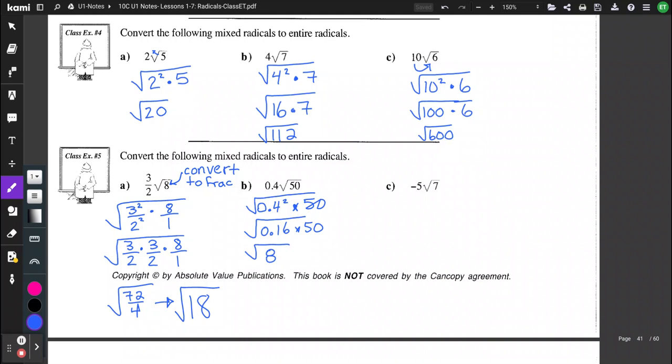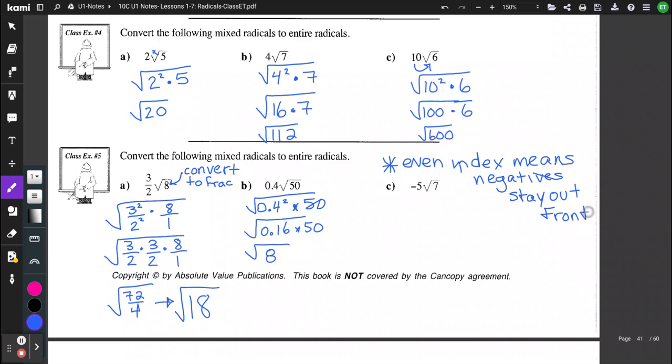Now, with negatives, negatives stay out front. They don't go underneath if it's an even index. So we have to remind ourselves, even index means negatives stay out front. So the only thing coming underneath is the 5, not the negative sign.